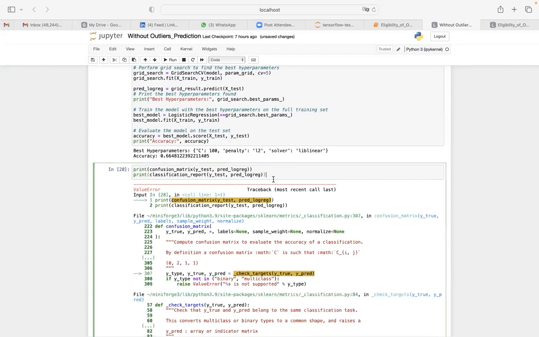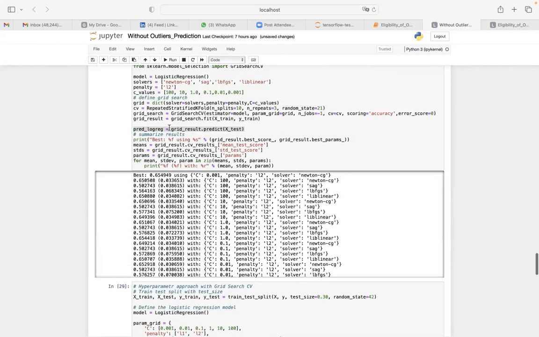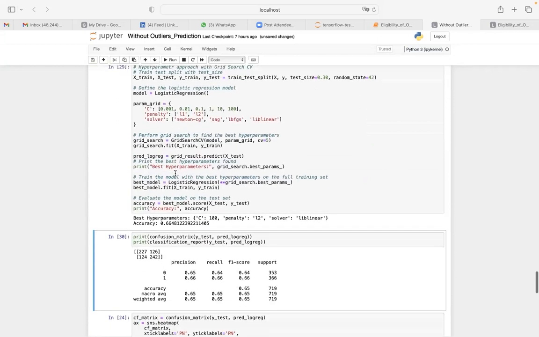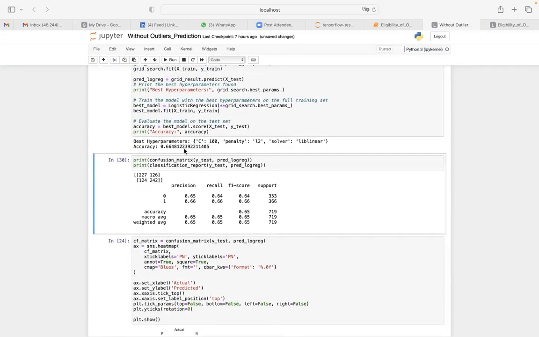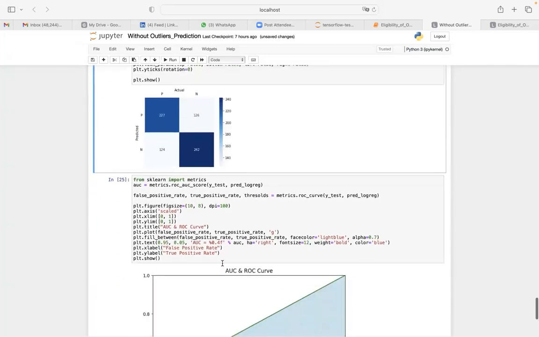Yep, 66.48. And then you can see the recall has increased to 66. So basically it was taking the values from this particular bit. So the accuracy has increased, and recall has also increased by 1%. You can see a few similar changes over here.